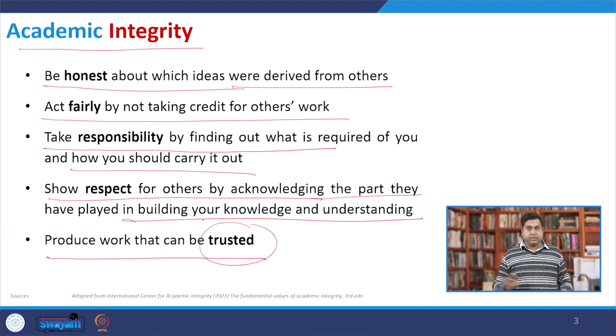Then also you have to produce work which can be trusted. The moment you give due credit to the sources, then as a reader or reviewer of that particular research paper, or as an examiner of that particular research work, you will always get some sort of confidence.